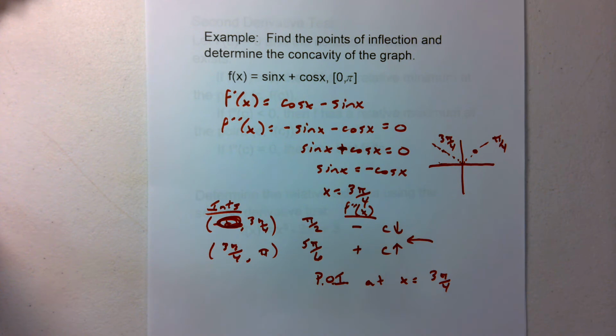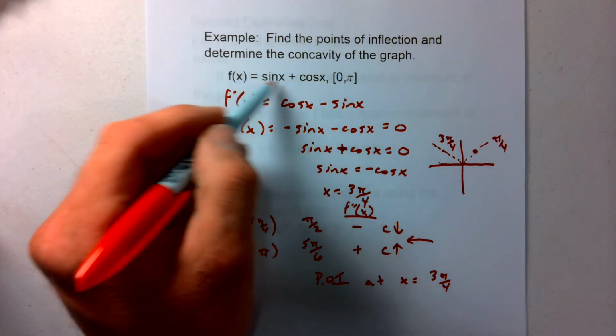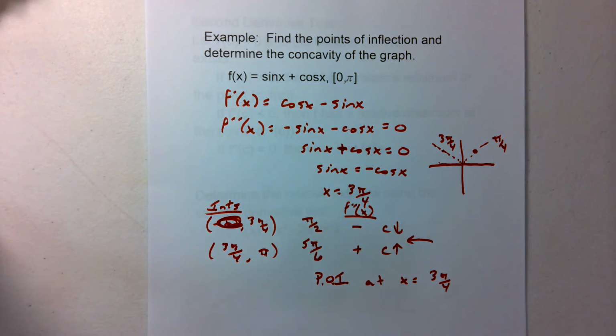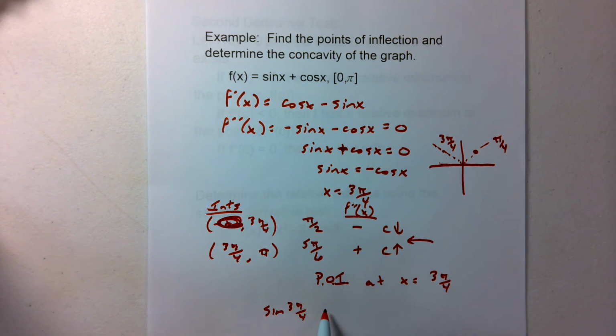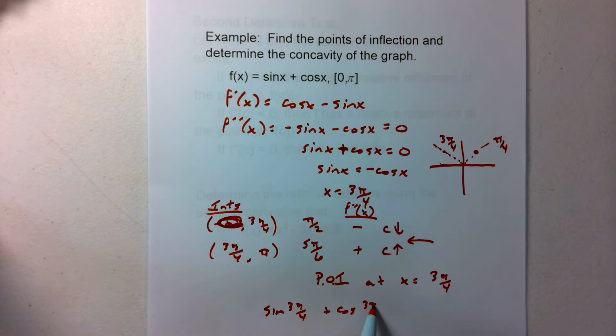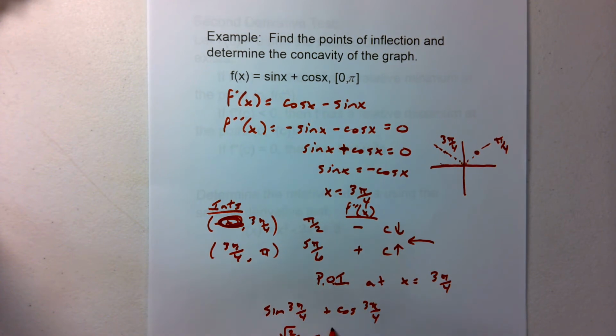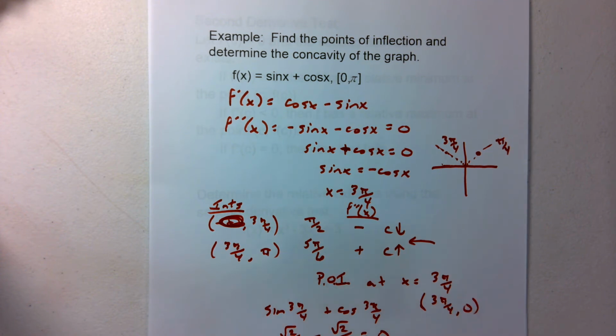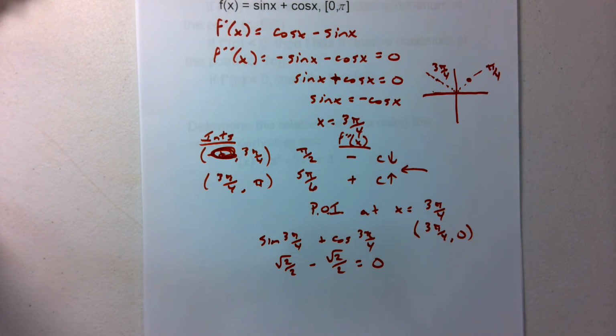And again, we could go ahead and put that into our original function there, sine of x plus cosine of x, to come up with what that value is. In this case, we have the sine of 3 pi over 4 plus the cosine of 3 pi over 4. Sine of 3 pi over 4 is radical 2 over 2. Cosine is going to be negative radical 2 over 2, which gives us 0. So at 3 pi over 4, 0 if you want the actual point.